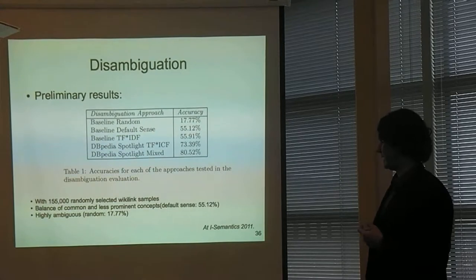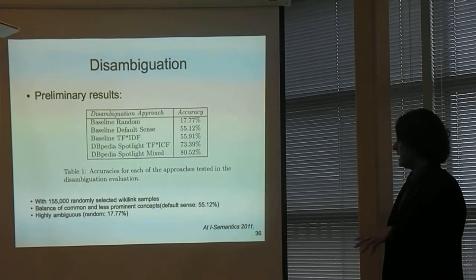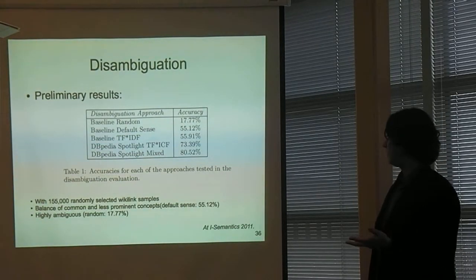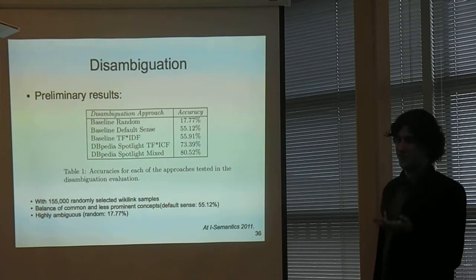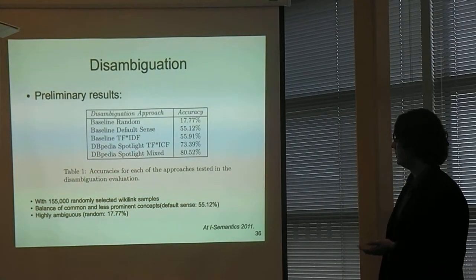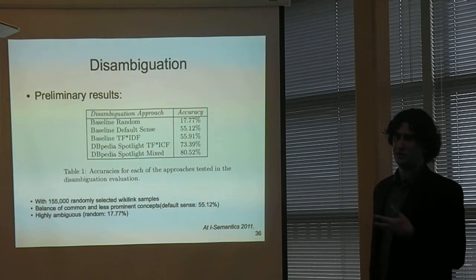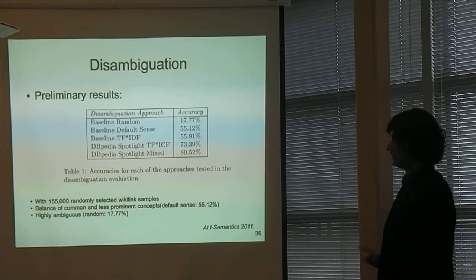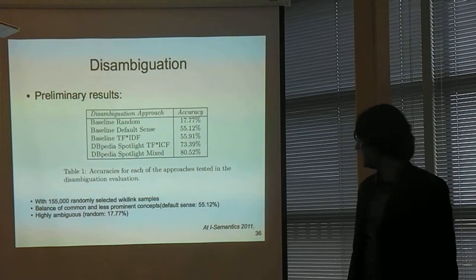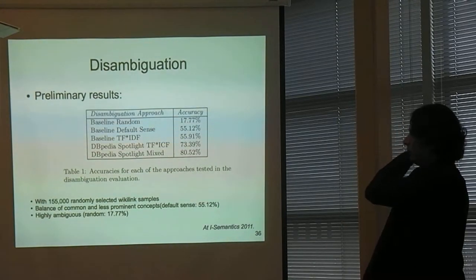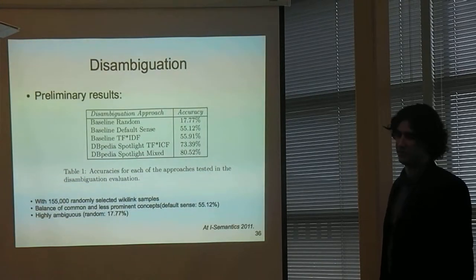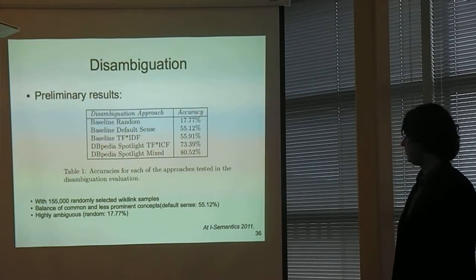It's only about 18%. Then we tested the TF-IDF for reference as a baseline, our TF-ICF measure, and we mixed the TF-ICF with the default sense, with the non-contextual ones, and we managed to increase that even higher to 80%. And this was reported in our iSemantics 2011 paper. We got Best Paper Award.